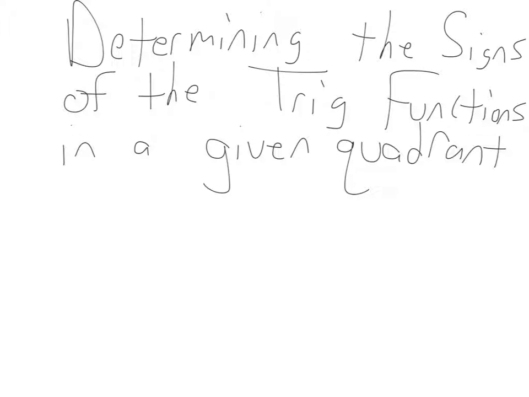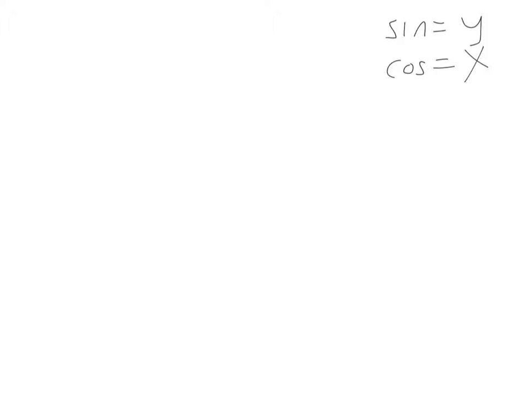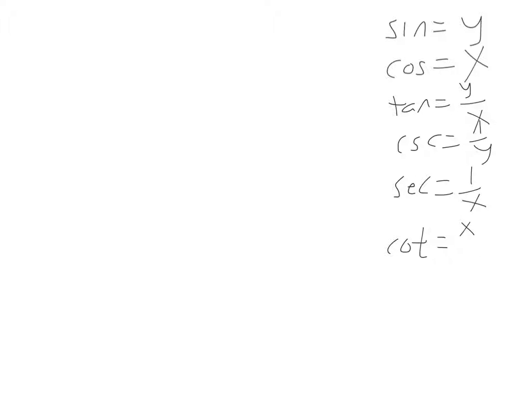Now we're going to go over how to determine the signs of the trig functions in a given quadrant. Remember, we said in a previous video that on the unit circle, sine is equal to y, cosine is equal to x, tangent is y over x, cosecant is 1 over y, secant is 1 over x, and cotangent is x over y.